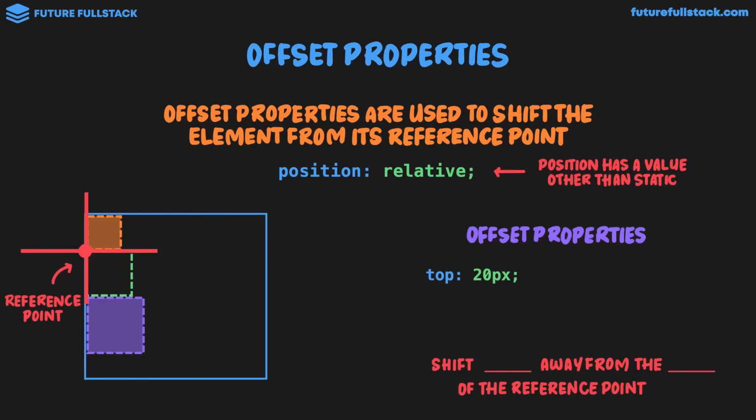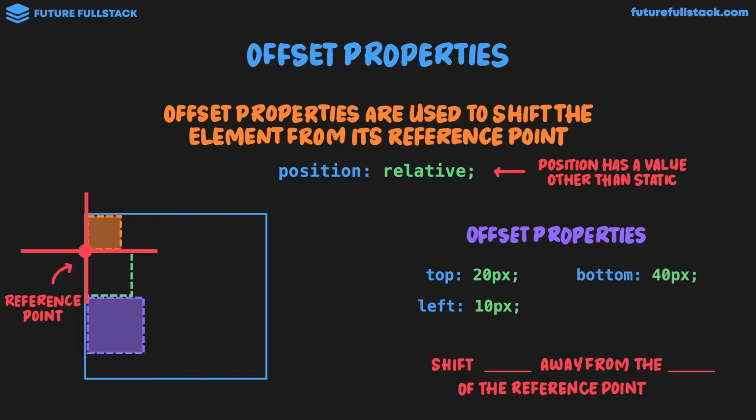I just find it a bit confusing if I don't think of it in this sentence, because it's about moving the direction away from your reference point. We have left 10 pixels, and converting this to plain English, it would mean we're shifting 10 pixels away from the left of the reference point.